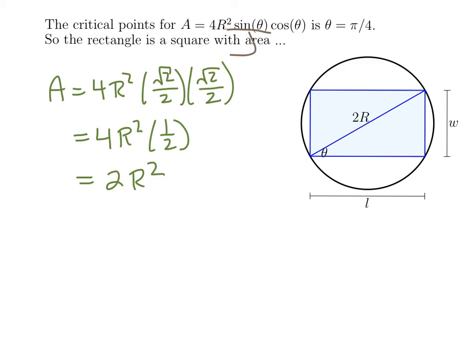Sine of pi fourths is root 2 over 2. Cosine of pi fourths is also root 2 over 2. If you simplify that expression, you end up with the area is 2r squared, which we'll put in a box because people like to put their answers in a box. Oh, and I see we've got a small grammatical error.